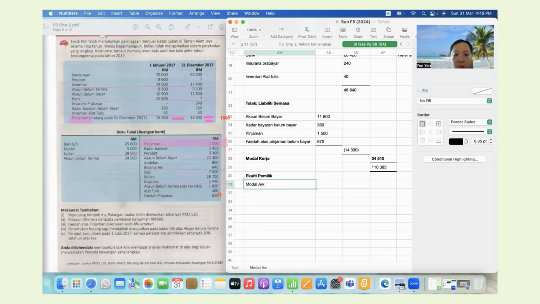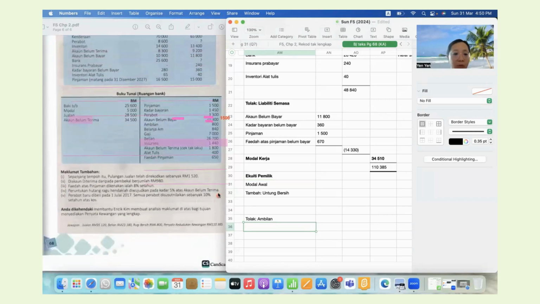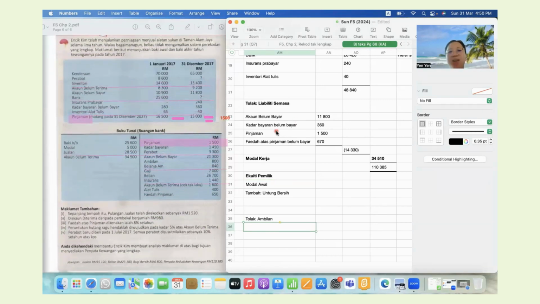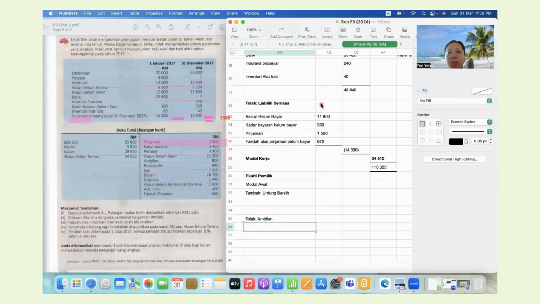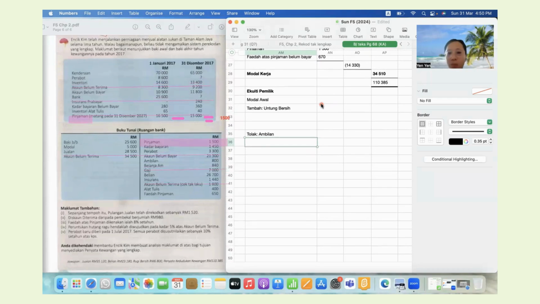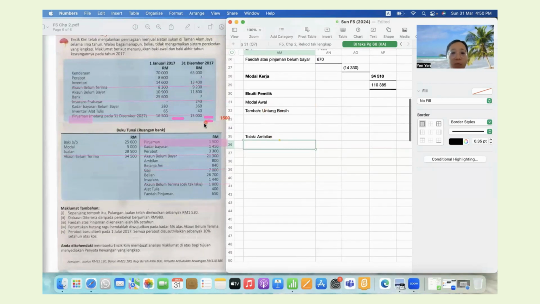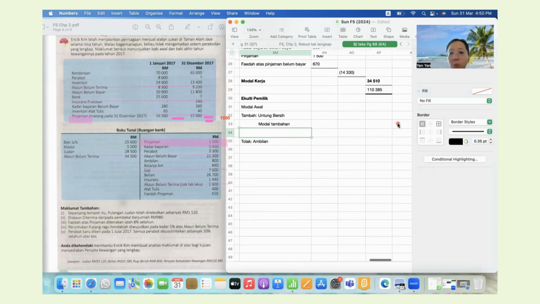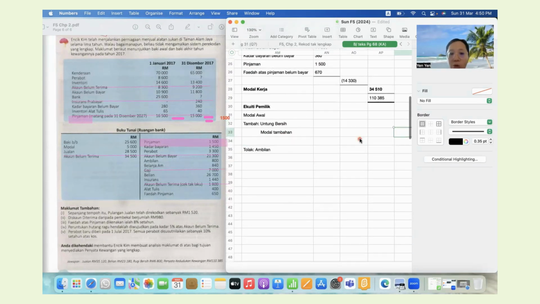Usually, right? Which is the modal awal and then tanpa untung bersih, right? Okay, and then drawing, isn't it? Okay, for your Form 4 PKK, correct? For those who don't know, then I know your result already. So please get ready, this PKK is very important. But for today, we have one more additional, which is the modal tambahan, in your chapter 2. The way to do the modal tambahan, I will let you know later on.